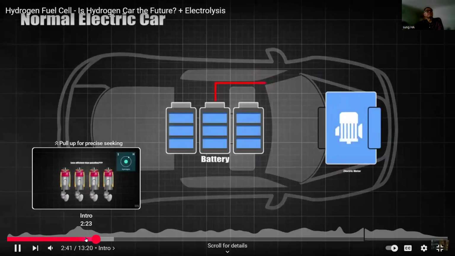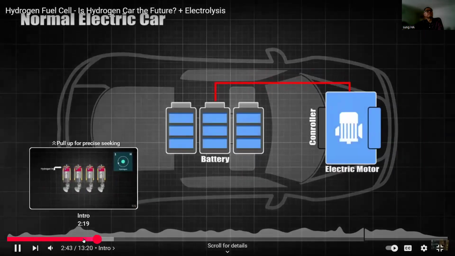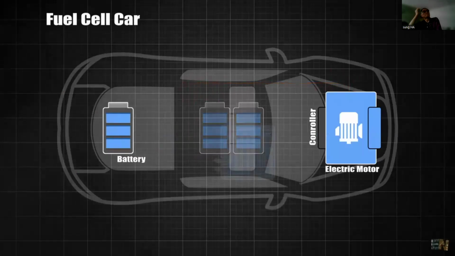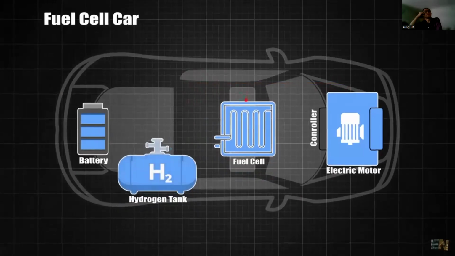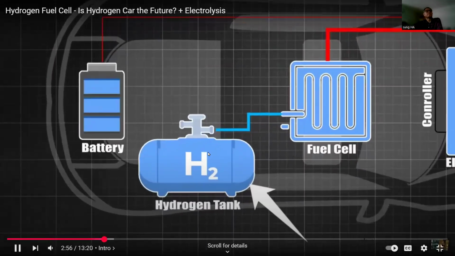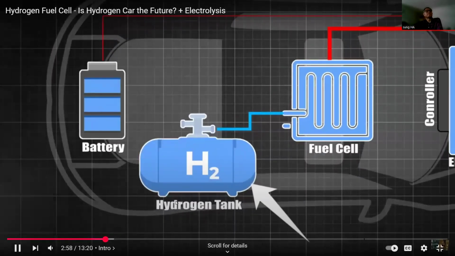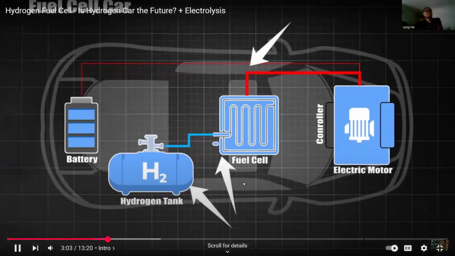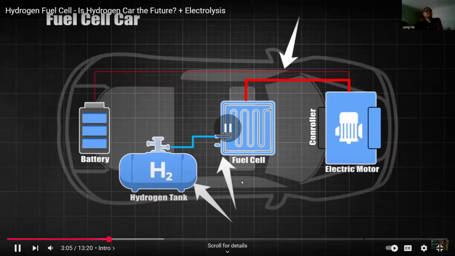This type of car is exactly like any electric car, such as the Tesla. But instead of using batteries, we use hydrogen in a high pressure tank to generate electrical energy, with waste water as the output.